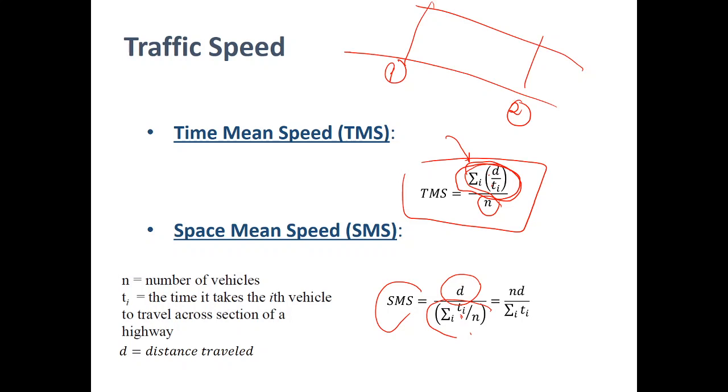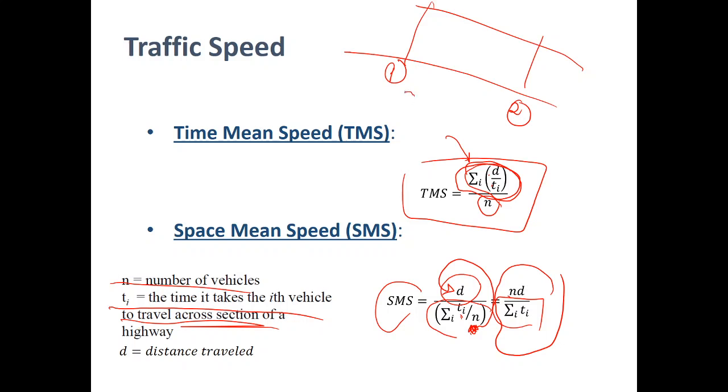When we do it in statistical or mathematical terms, you can write it this way. Since the same n number of cars goes up here, it's n times d divided by the summation of travel times for all cars. So n here is the number of vehicles, t_i is the time it takes for the ith vehicle to travel across this section from here to here, and d is the distance traveled on your highway. So we have two types of speeds, TMS, time mean speed, or space mean speed.